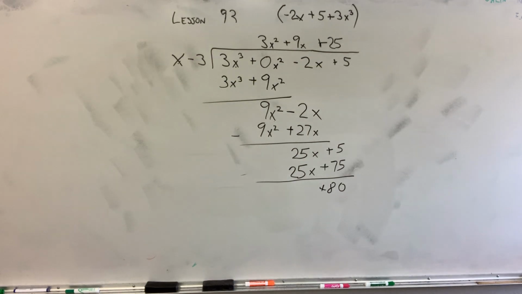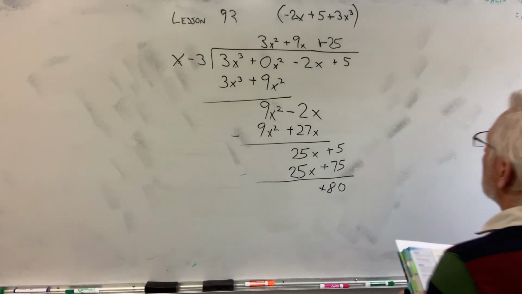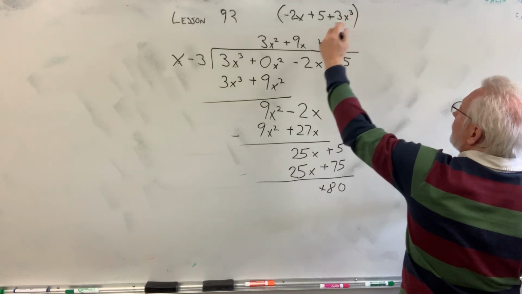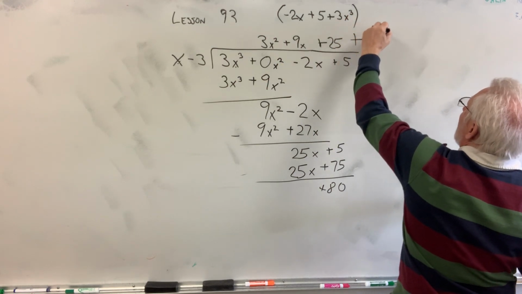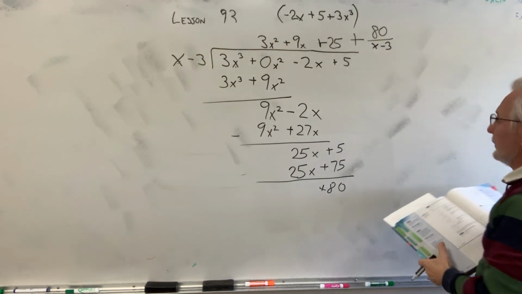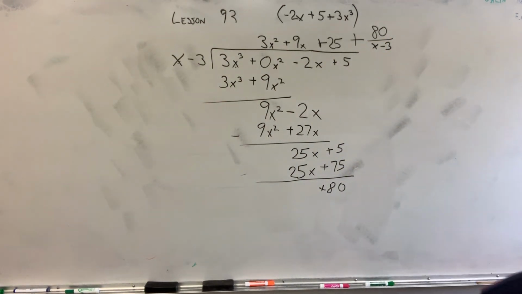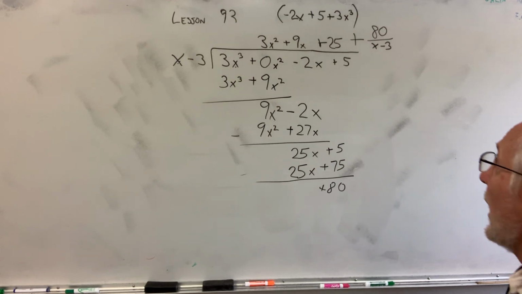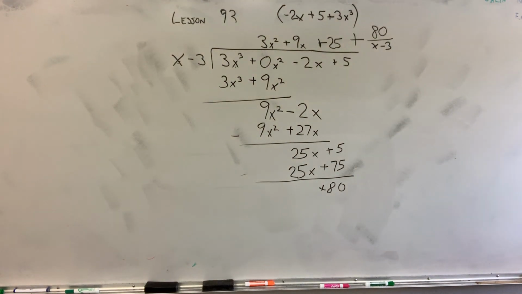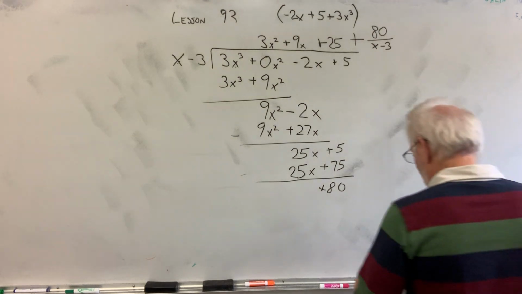Let's see if I've been doing this right. I did. Okay, so now we got our fraction here at the end. Got this plus 80 over x minus 3. Not that tough. Okay, you ready to try one like this? This is as tough as it gets right here. Okay, I'm going to give you one. It's going to be the same type of deal right here.